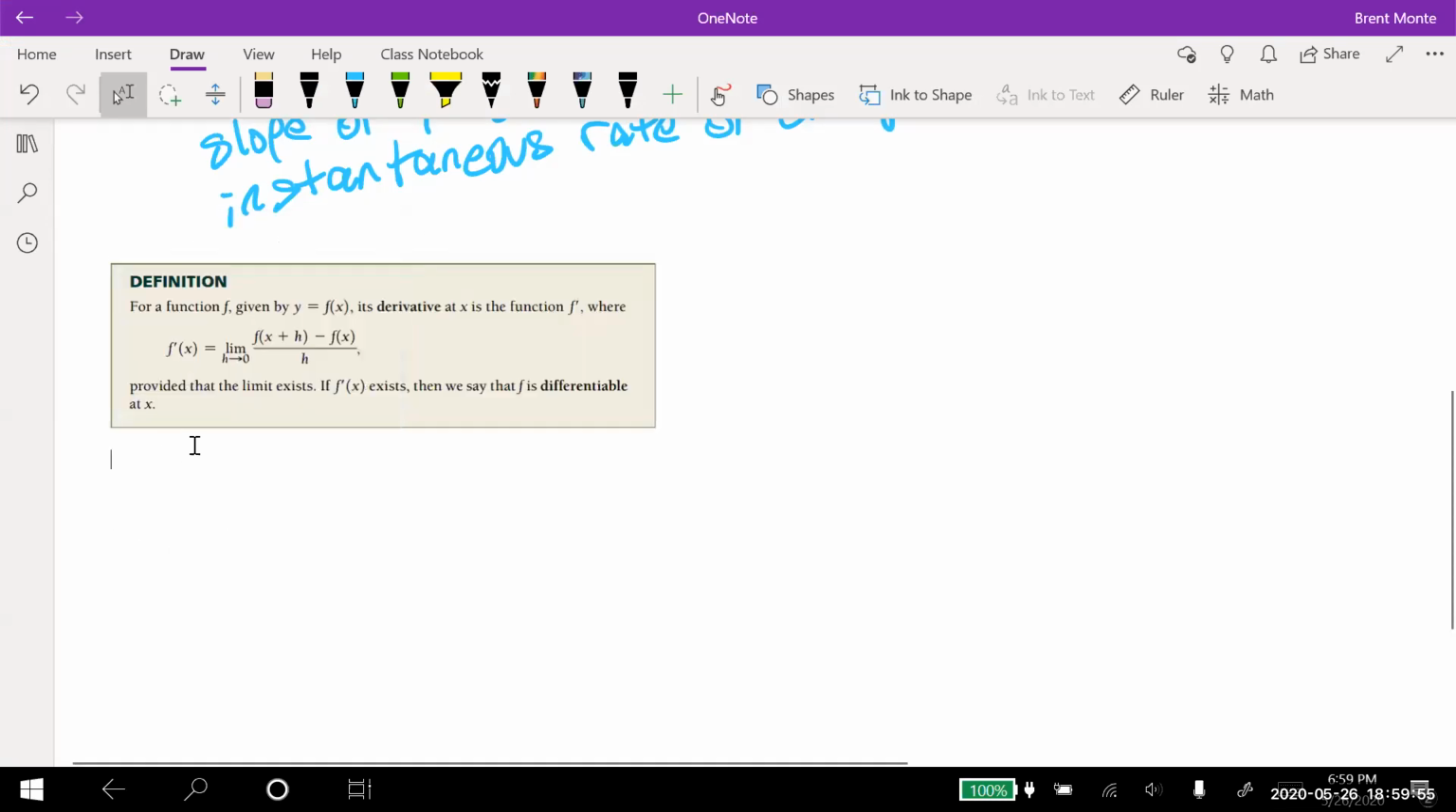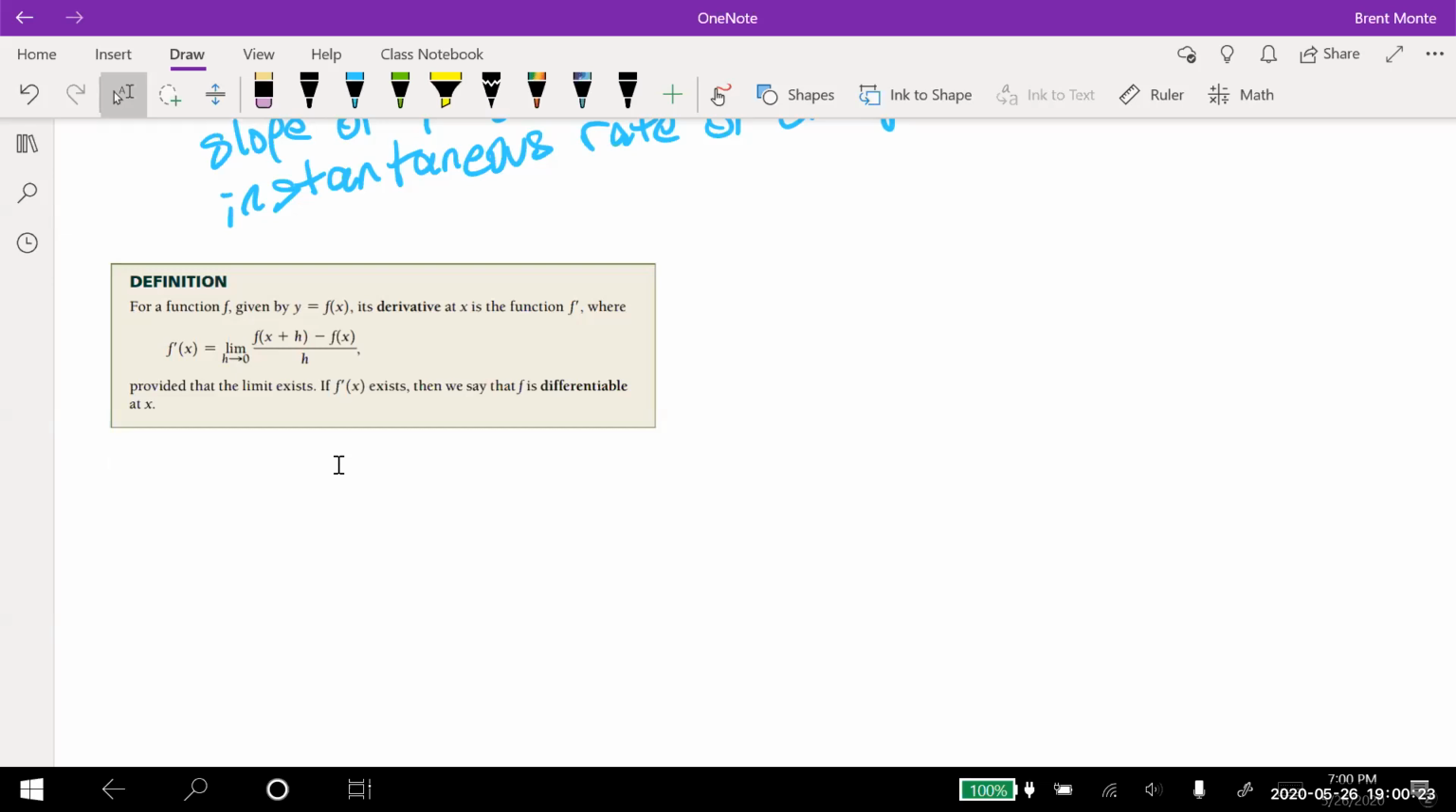Okay. So for a function f given by y equals f of x, its derivative at x is the function f prime, where f prime of x is the limit as h goes to 0, f of x plus h minus f of x all over h. So that's just what we did, provided the limit exists. If that limit doesn't exist, then there's no derivative there. If f prime exists, then we say f is differentiable at x.